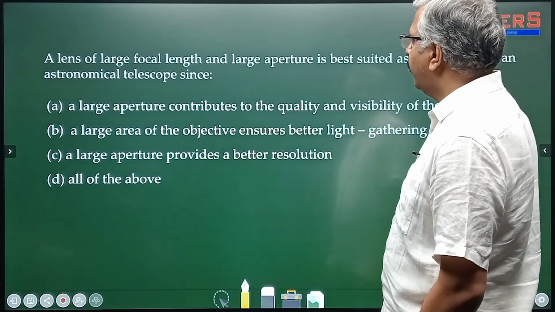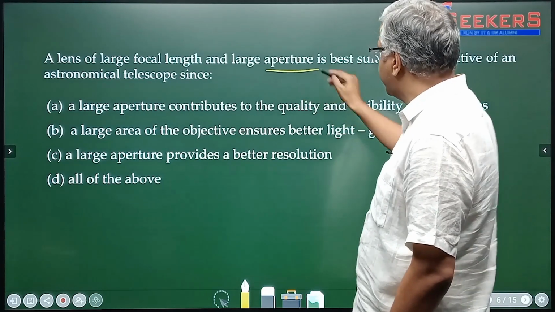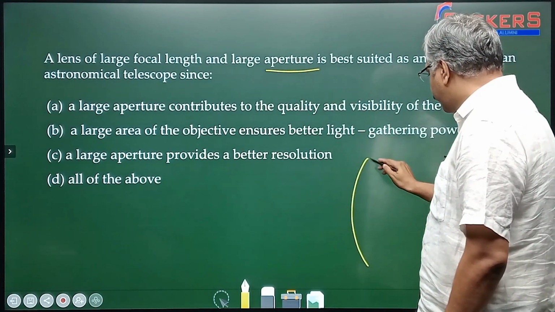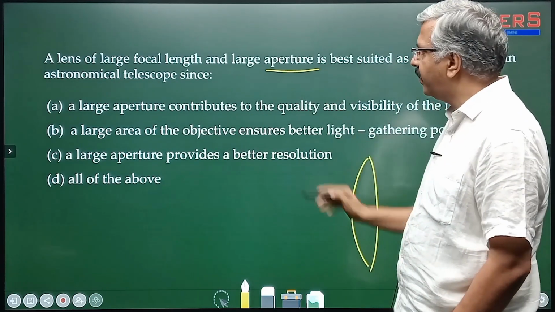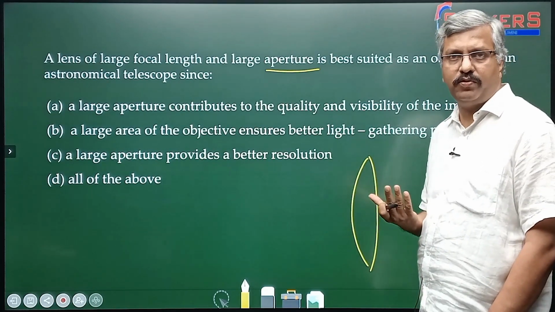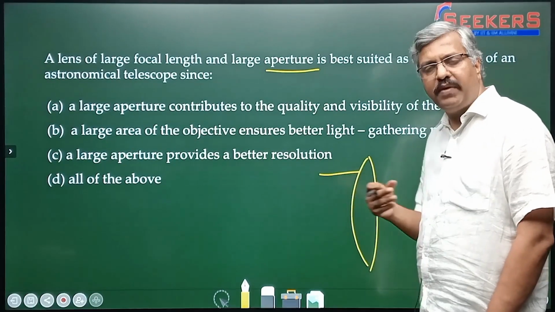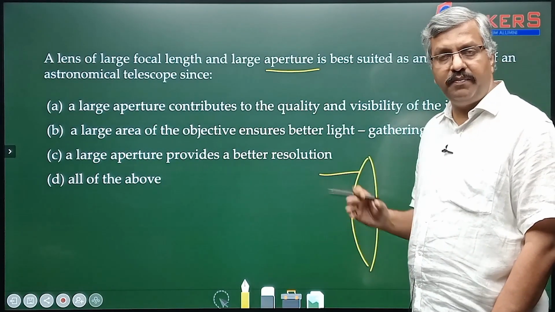So there is a lens of large focal length and large aperture. Aperture na enna? Aperture na size of the lens. So focal length பெருசா இருக்கு, large aperture. Large aperture na எங்க யூஸ் பண்ணுவோம்? டெலிஸ்கோப்ல யூஸ் பண்ணுவோம். ஏன்? Large aperture இருந்தா அதிகமா லைட் வரும். அதிகமா லைட் வந்தா என்ன ஆகும்? நமக்கு ஆப்ஜெக்ட் இமேஜ் கிளியரா வரும்.